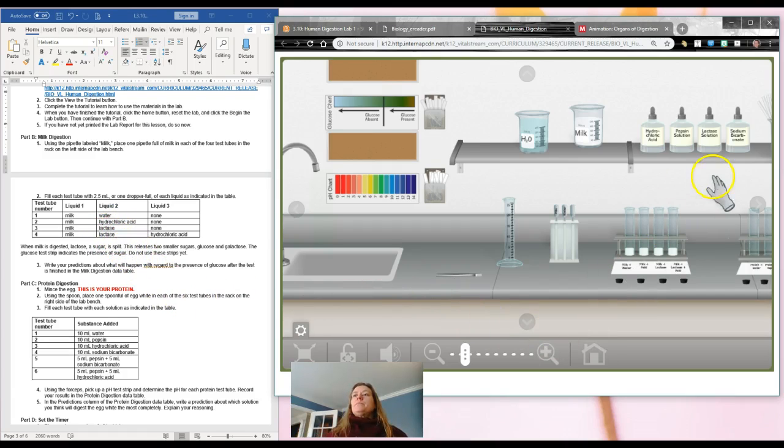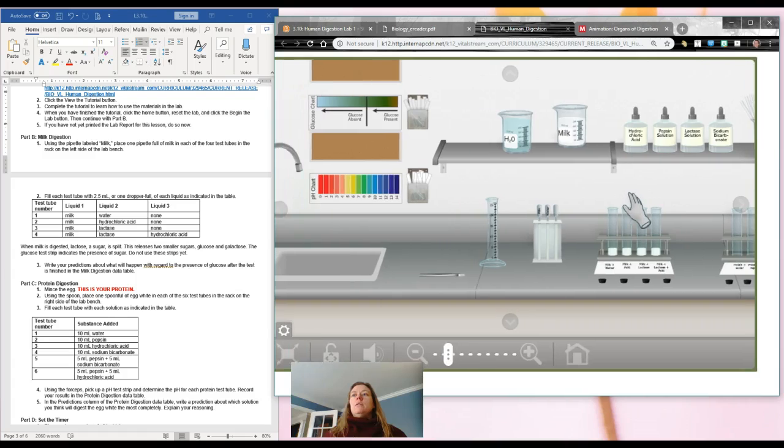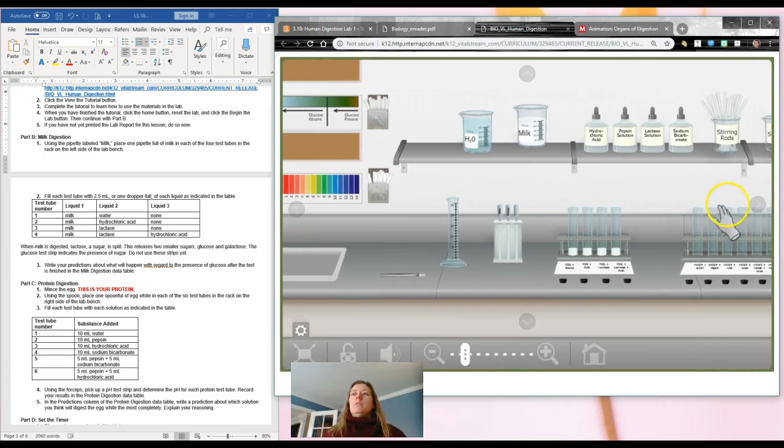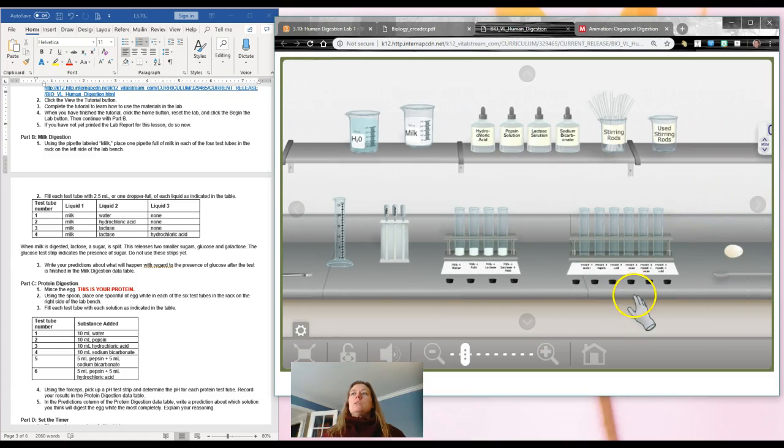So, let's see. Let's zoom into this area a little bit. All right, so where do we get those materials? Well, here's hydrochloric acid. Here's pepsin. We don't need pepsin this time. Lactase and sodium bicarbonate. So we need this one and this one and water. So we're going to use those.